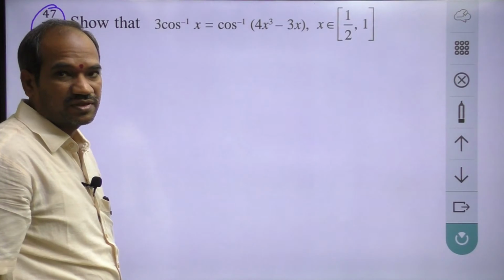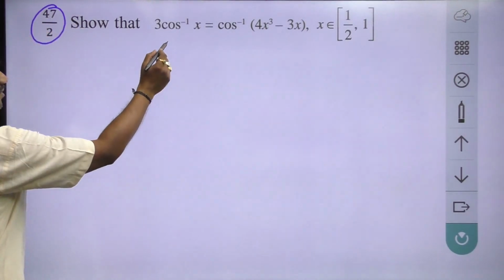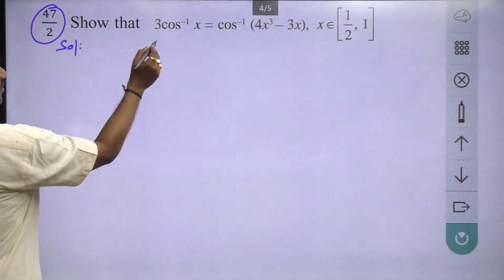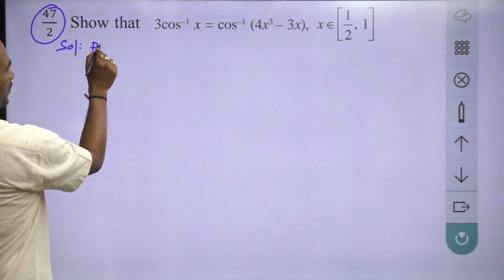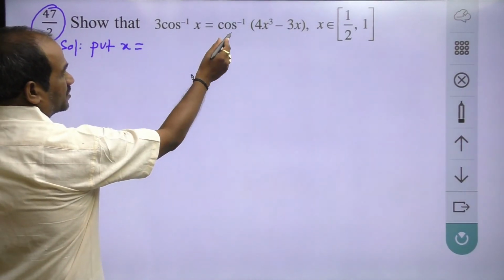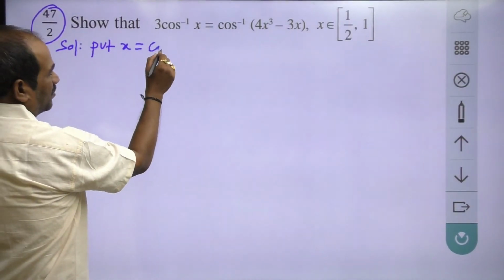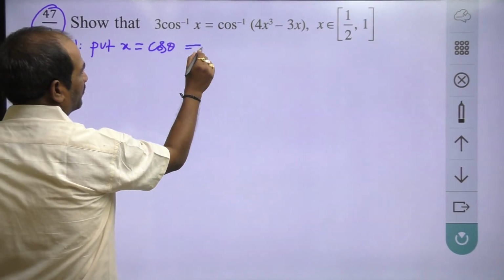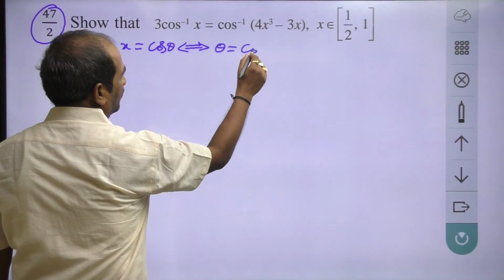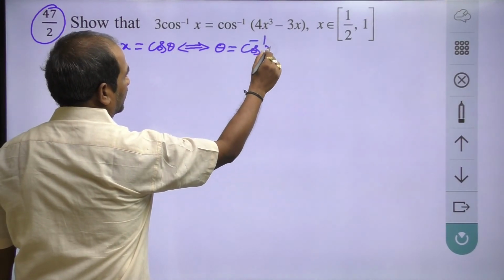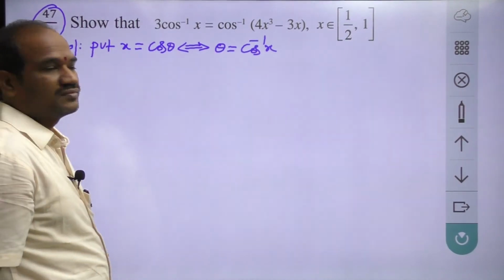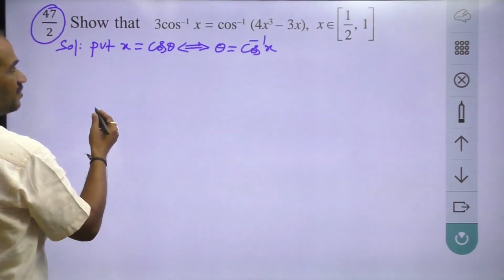Okay, your textbook question. Right, see here in this solution, put x is equal to cos theta, both sides cos inverse. So if and only if theta is equal to cos inverse of x. Here, taking the RHS value.